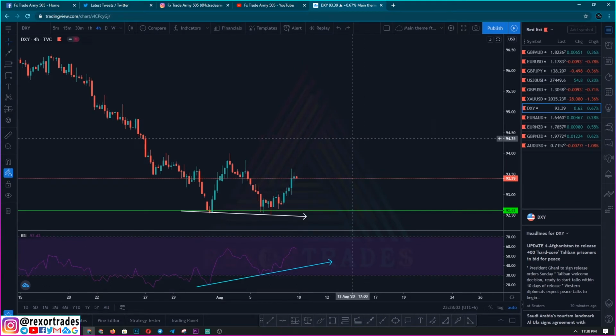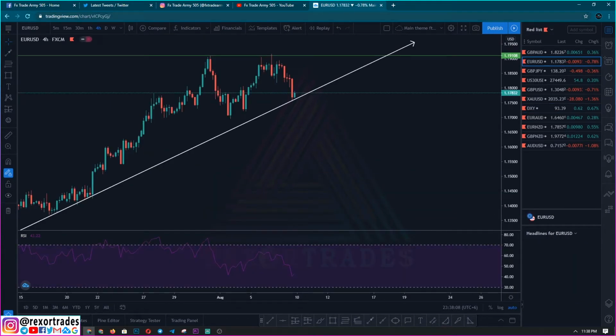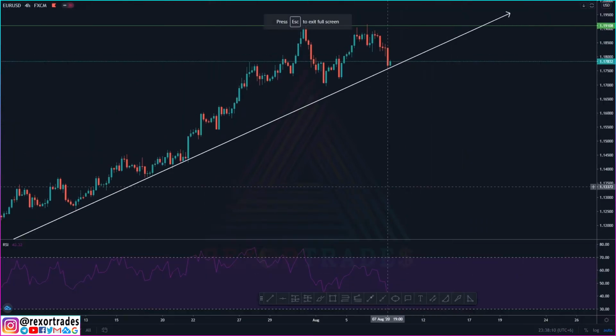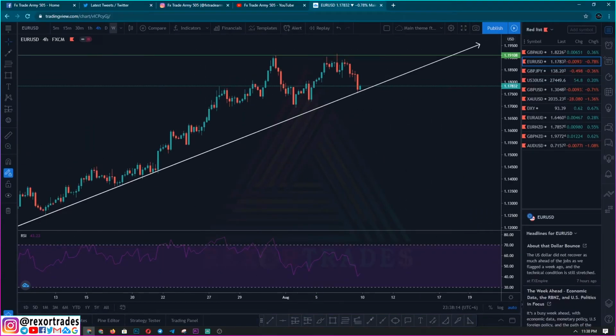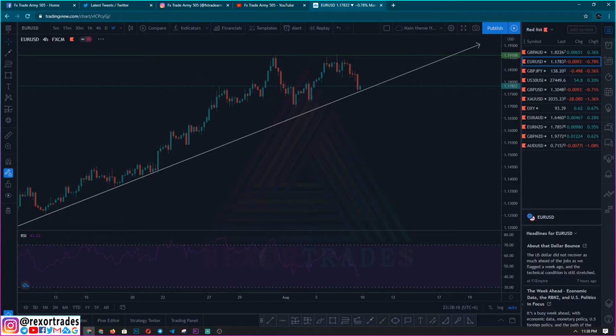Now if that happens, then Euro US dollar is supposed to go short, and gold and Aussie US dollar to go short as well. So we're in the Euro US dollar chart, and let's go to a higher weekly time frame and see where this price is heading.